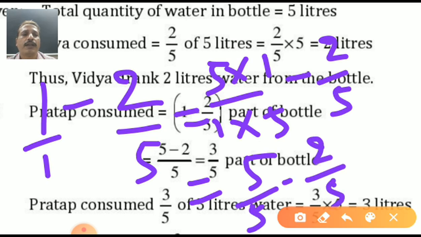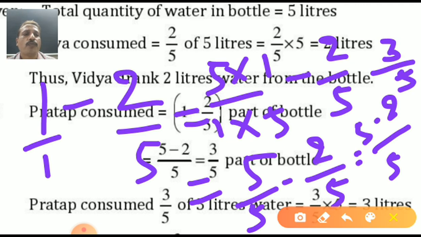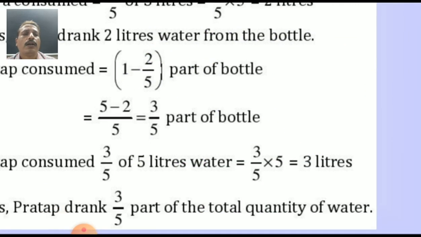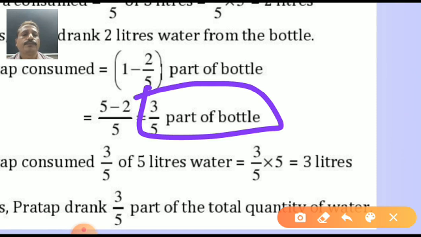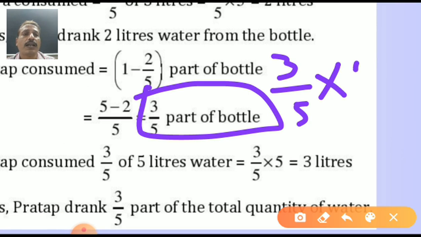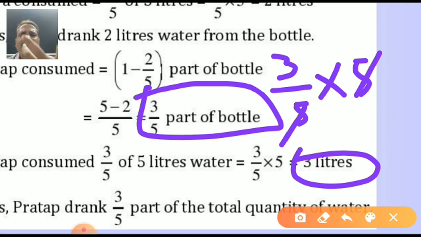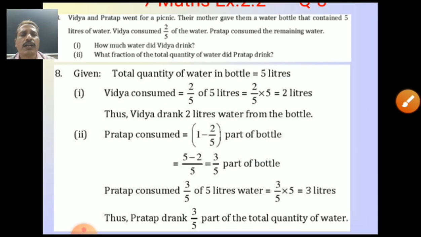Why did I do this? To make like fractions. Now 5 minus 2, that means 3/5. Yes, 3/5 is the answer. 3/5 part was drunk by Pratap. 3/5 of 5 liters, that means 3/5 multiplied by 5, which gives 5 ones are 5, 5 cuts, 3 liters. And you can also check: 2 plus 3, 5 liters. Our answer is over here.